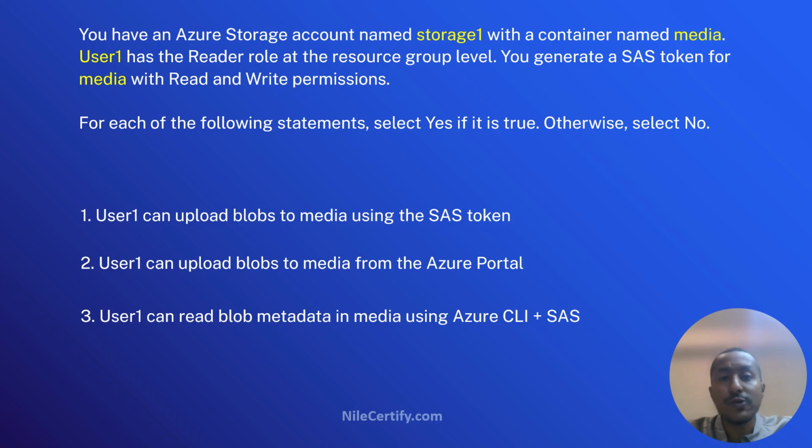Statement 1 says user 1 can upload blobs to media using the SAS token. If we think about what SAS does, it is delegated data access that travels with the request. So if the SAS includes write, the client can upload regardless of the user's RBAC. Reader on the resource group does not matter here. Why? Because the request uses the SAS, and this is the distinction we need to remember. Statement 1, yes, it is true that user 1 can upload blobs, because he has write permission in his SAS token. So it's correct.